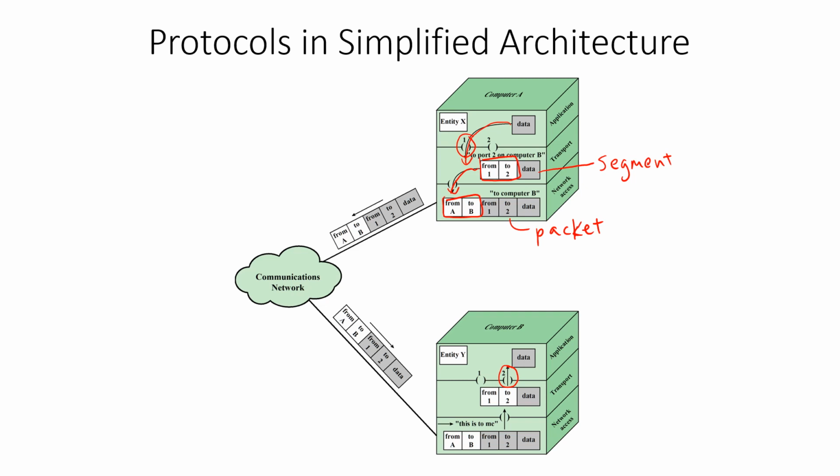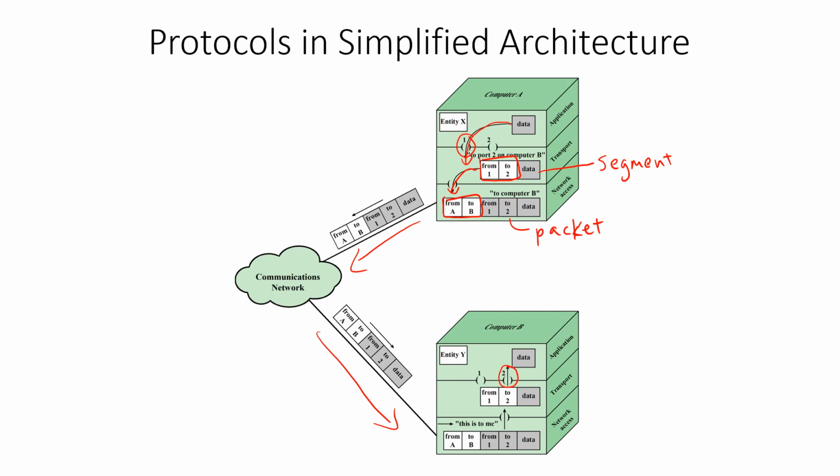The transport header is not visible at the network access layer. The network access layer is not concerned with the contents of the transport segment. The network accepts the network packet from A and delivers it to B.